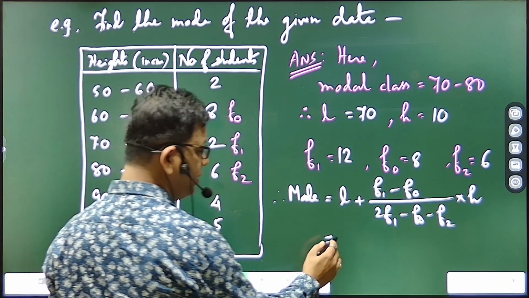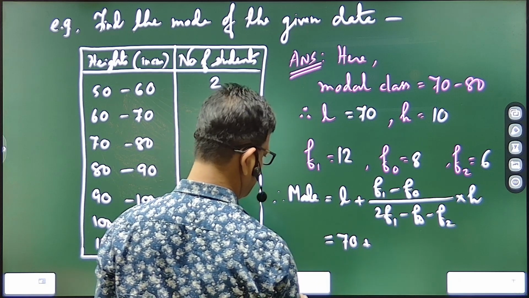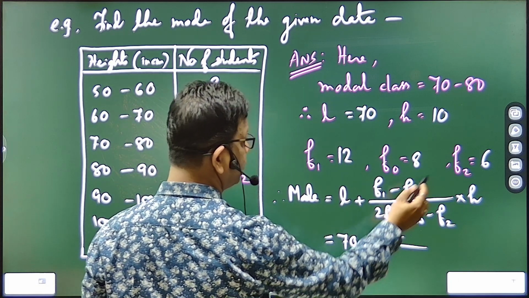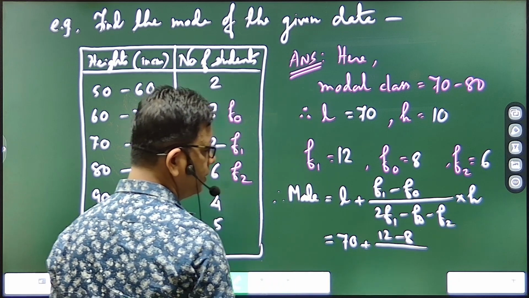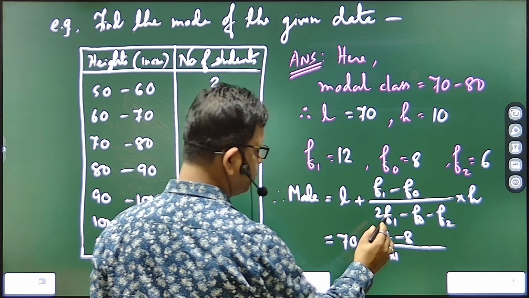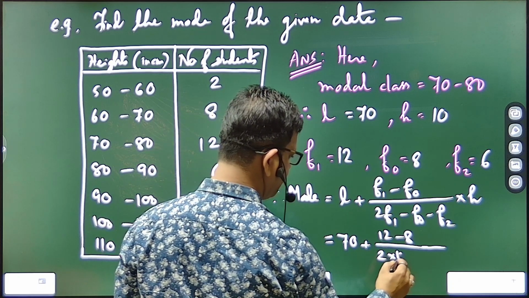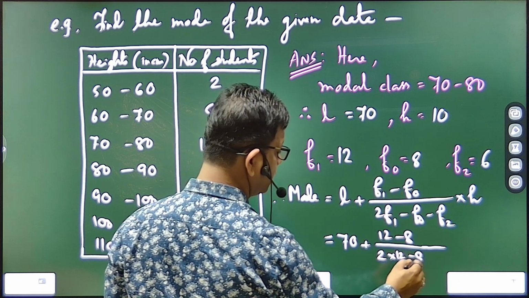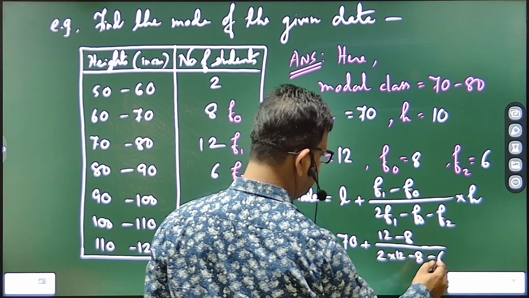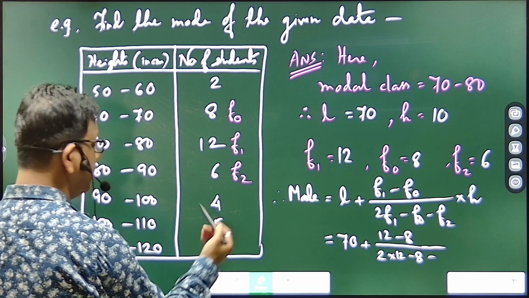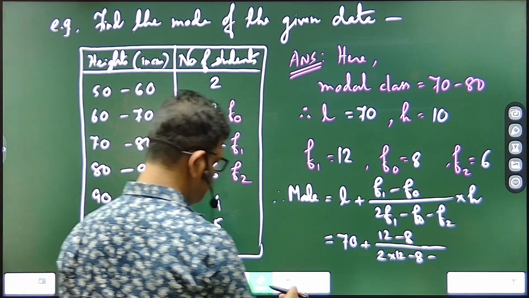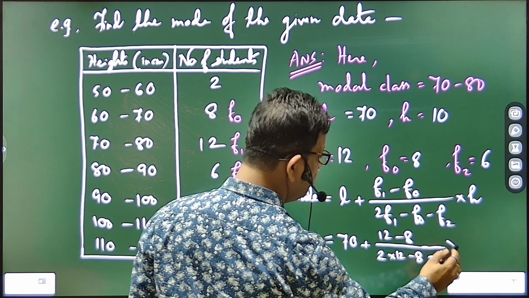L is 70 plus F1. F1 means 12. So 12 minus F0. F0 is 8. Then divided by twice F1. So 2 into F1, F1 is 12. So 2 into 12 minus F0, F0 is 8, and F2 is 6. Just a minute, let me change this 6 because I did this question on my own. Okay, no problem. So this is 6 here. Done. To be multiplied by h.